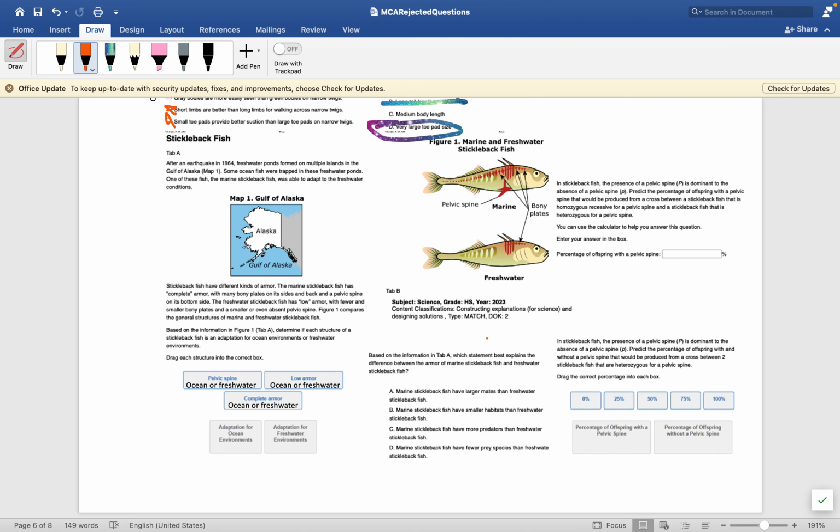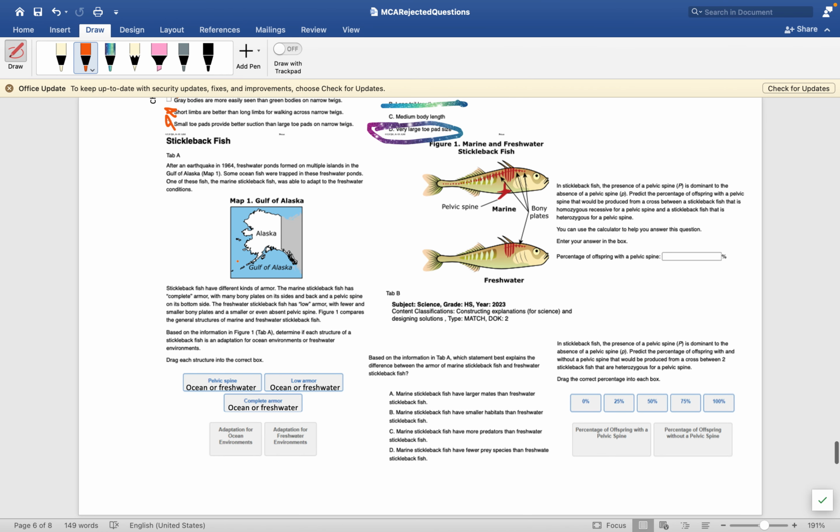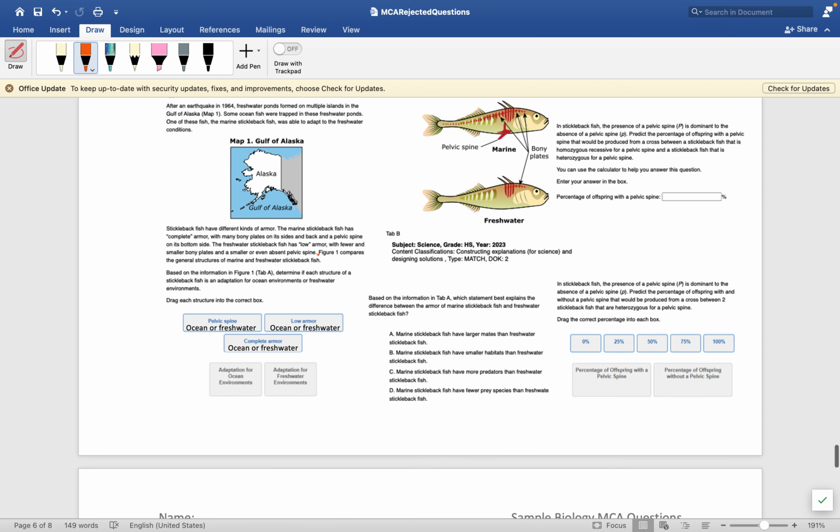Okay, moving on to stickleback fish. After an earthquake in 1964, freshwater ponds formed on multiple islands in the Gulf of Alaska. Some ocean fish were trapped in these freshwater ponds. One of these fish, the marine stickleback, was able to adapt to the freshwater conditions. Stickleback fish have different kinds of armor. The marine stickleback fish has complete armor with many bony plates on its sides and back and a pelvic spine on its bottom side. The freshwater stickleback fish has low armor with fewer and smaller bony plates and a smaller or even absent pelvic spine.